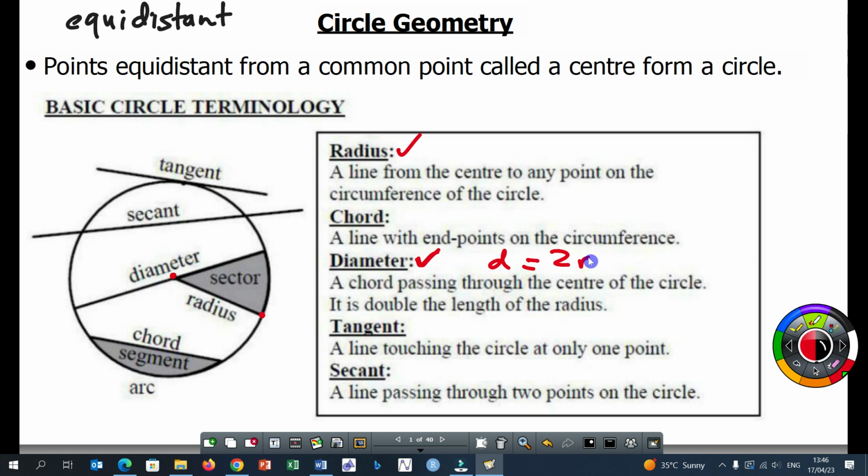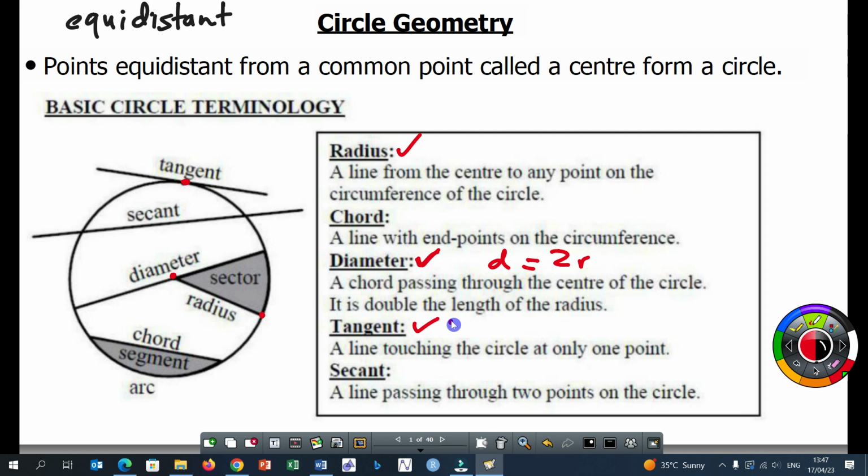Then you have got what's called a tangent. Now, a tangent is a straight line which touches the circle only at one point. It can be any point along the circumference of that circle, but it has to touch the circle only at one point. It's a straight line. Now you are going to encounter that word tangent a lot. In actual fact, there's a theorem on it. There's also a theorem on the diameter, a theorem on the radius.